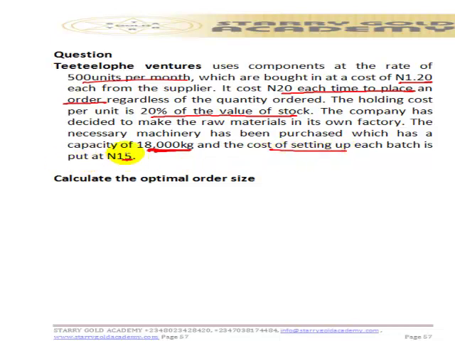batch is 15 naira. So it means that in this question, our annual demand D is going to be 500 units that are used per month, and in each year we have 12 months. That's 6,000. Now, why am I multiplying by 12? Our D is annual demand, but we are given monthly demand, so we need to convert it to a year. The next thing I need is the setup cost, which is given as 15 naira. Our production runs, facility can produce 18,000.